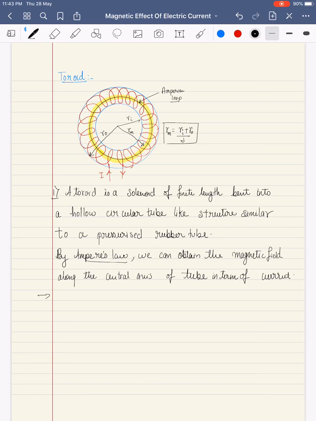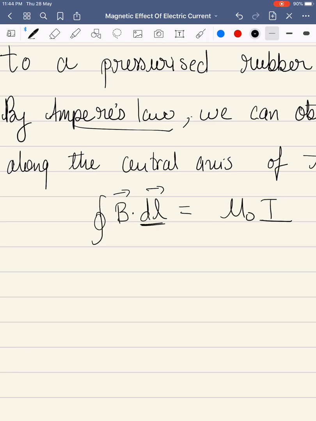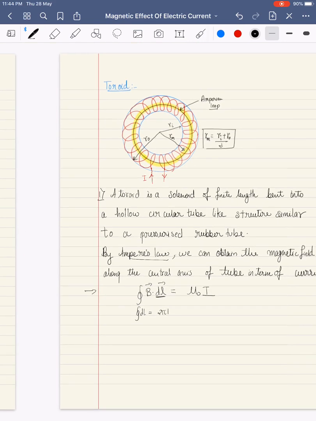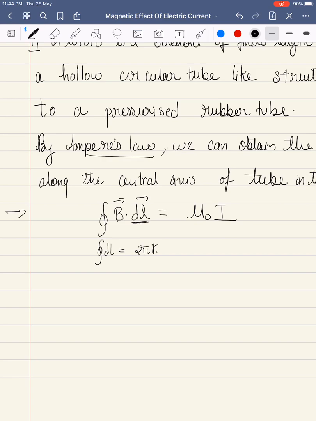The magnetic lines of force are concentric circles in the toroid, and the direction of the field is dictated by the direction of the current in the coil of a toroid. The closed integral of magnetic field dot dl is mu naught times I. This closed integral of dl, we can write as 2 pi Rm, where Rm is the mean radius of the Amperian loop.